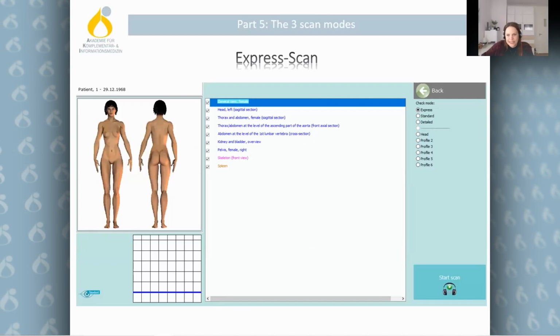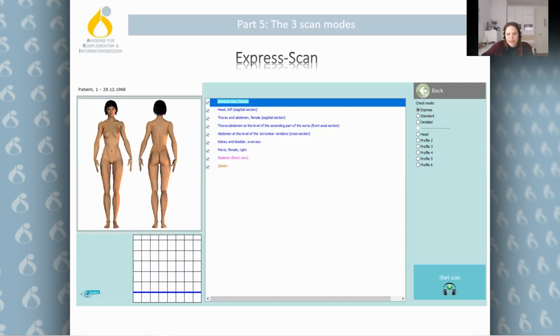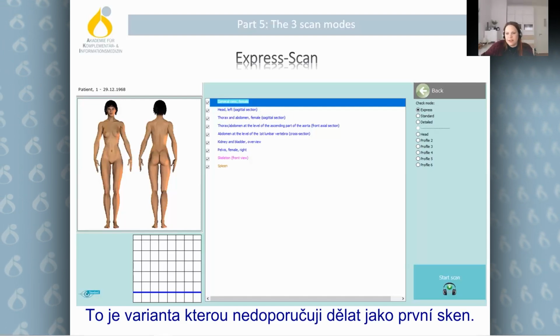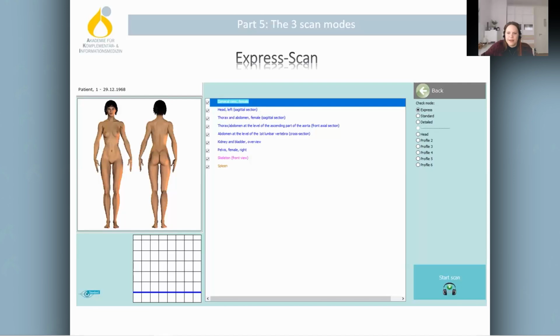So express. This is what I don't recommend for the first scan. This is what I recommend just to give a short check, for example.